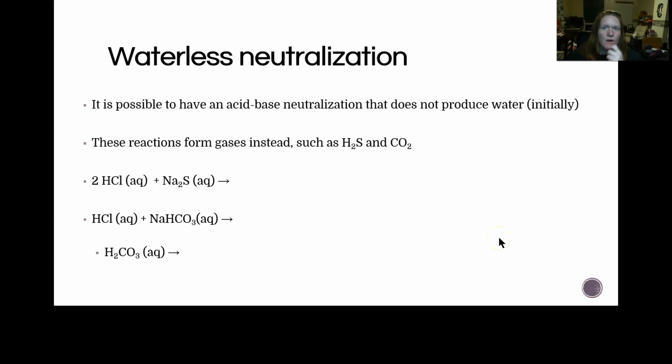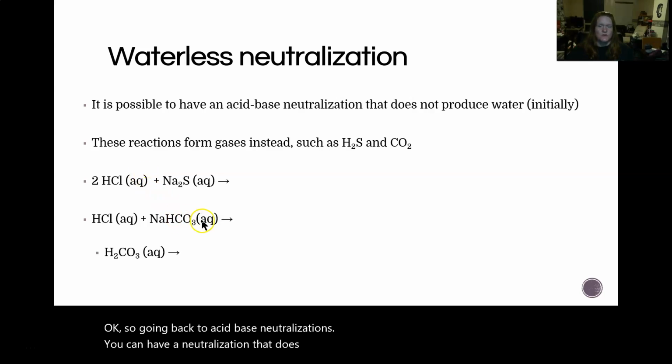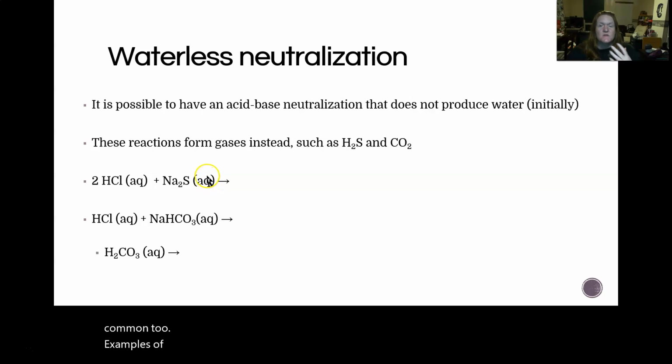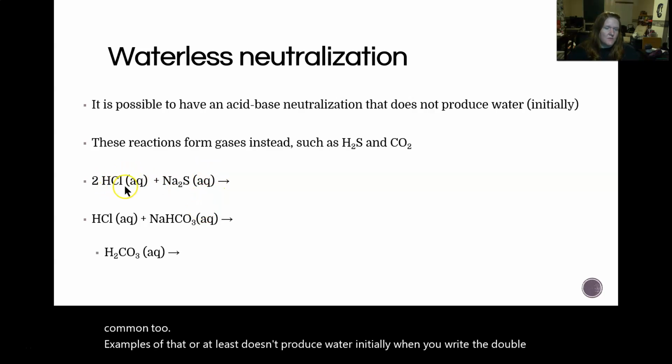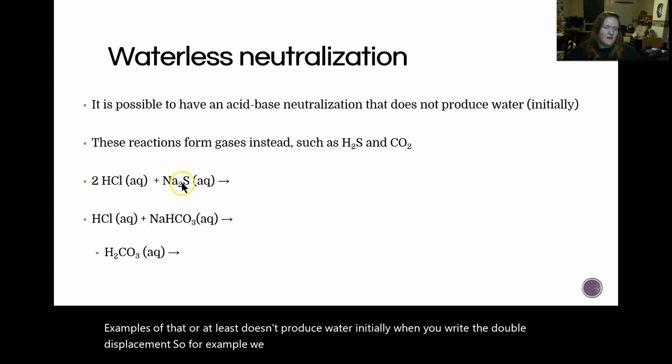Okay, so going back to acid-base neutralizations, sometimes you can have a neutralization that does not produce water. So I wanted to show you the most common two examples of that, or at least it doesn't produce water initially when you write the double displacement. So, for example, we have hydrochloric acid and Na2S.